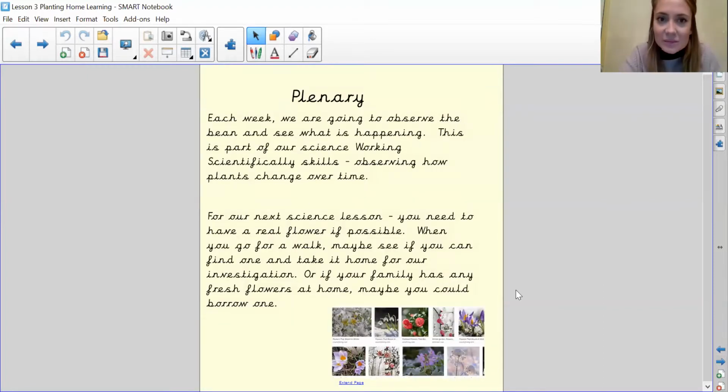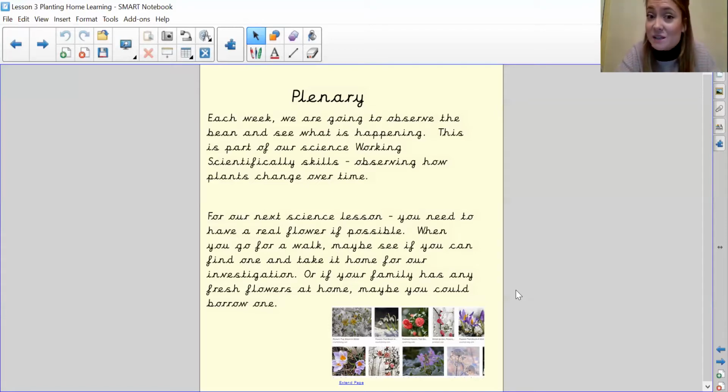Okay. So as I just said, we're going to keep seeing what happens to our beans. So we are using our scientific skills. We're observing, which means looking at how the plant changes over time.